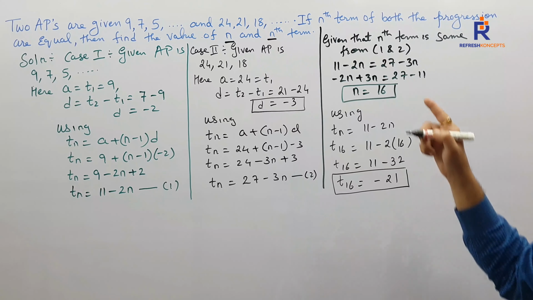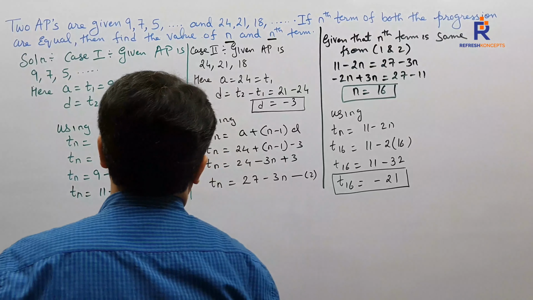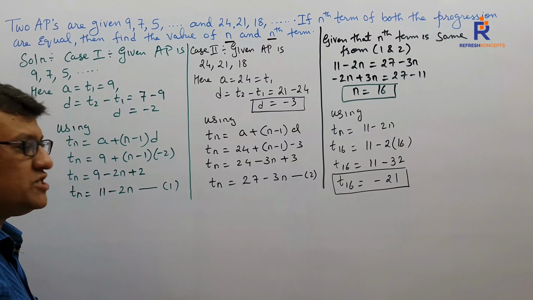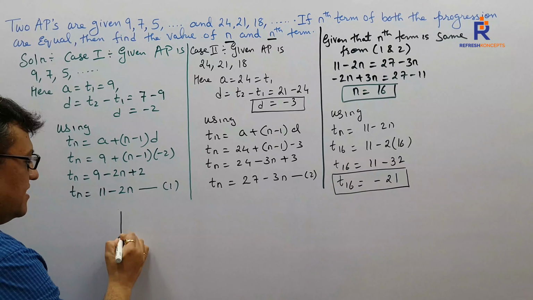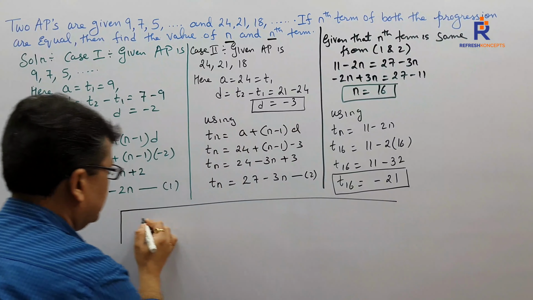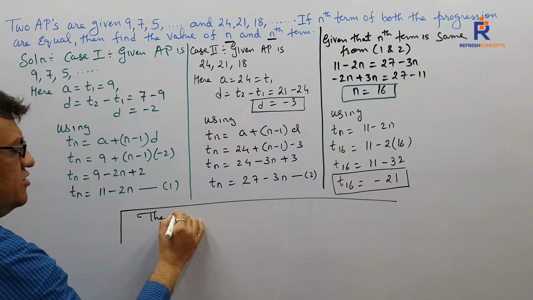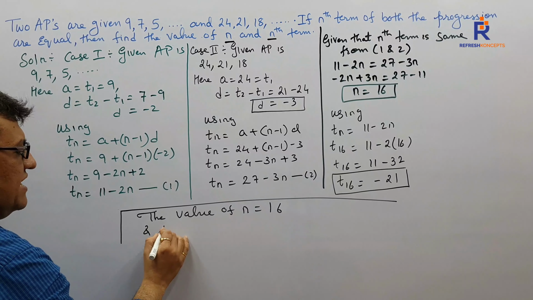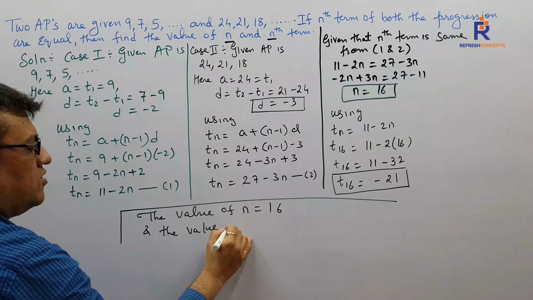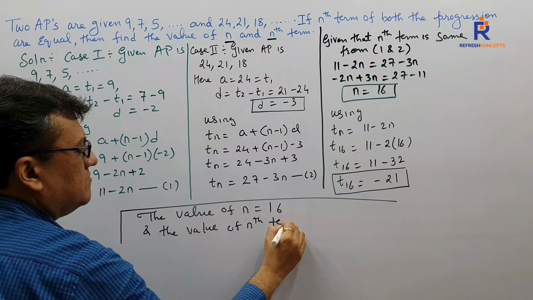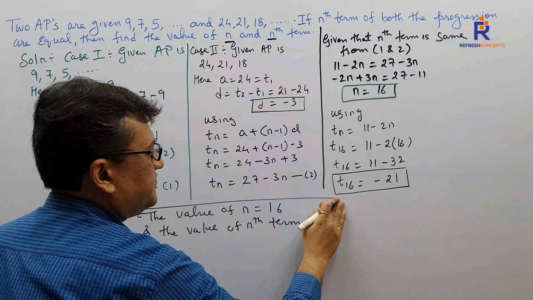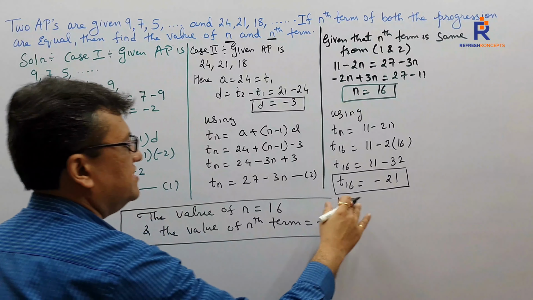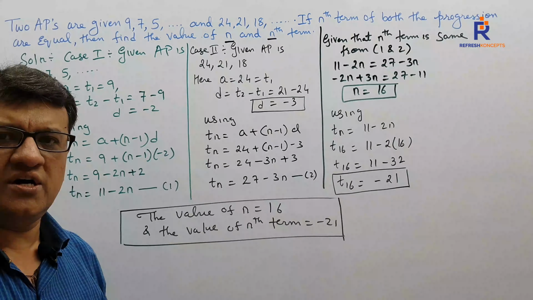Are you getting me? So what is the answer? We are going to write down the answer in their language. My final answer: the value of n is 16 and the value of the nth term is minus 21. The value of the nth term is minus 21, children. Are you getting me? Sure? This is it.